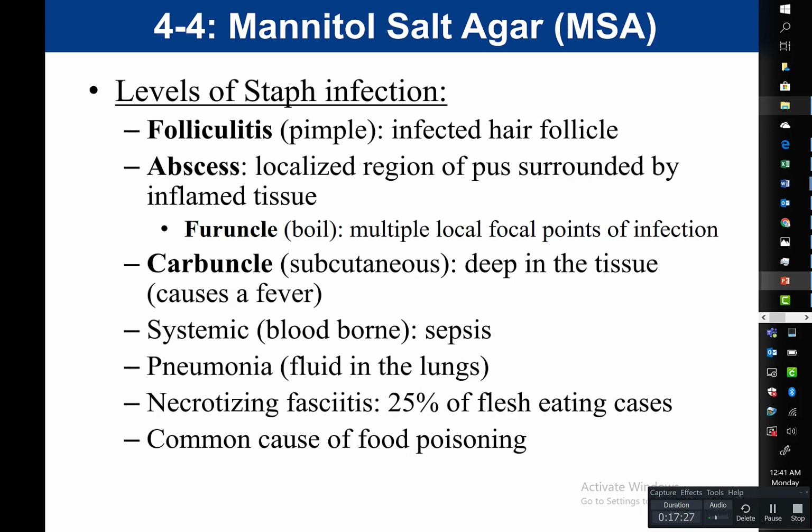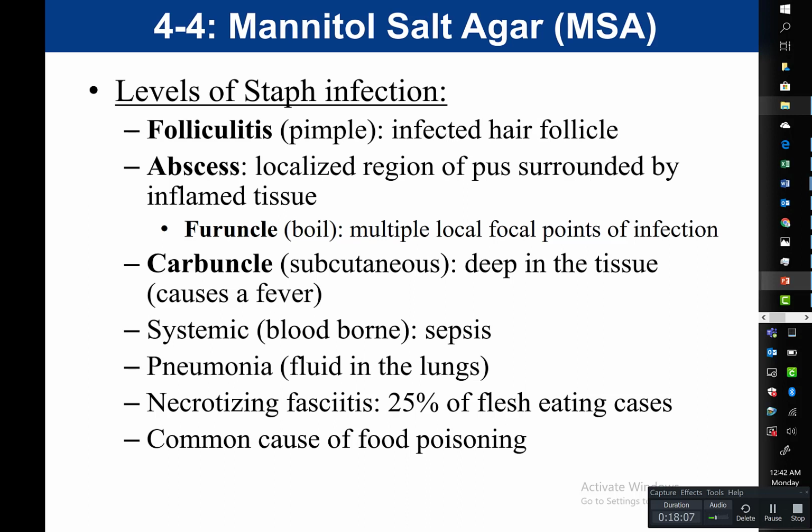If we get an abscess, that is a localized region of pus surrounded by inflamed tissue. So in this case, the tissue might be red and swollen, and it has pus. We can have what's referred to as a furuncle or a boil, and this has multiple local focal points of infection. So it's not just one hair follicle, it actually is multiple hair follicles, multiple points of infection. And so this is going to be kind of a larger mass of infection.